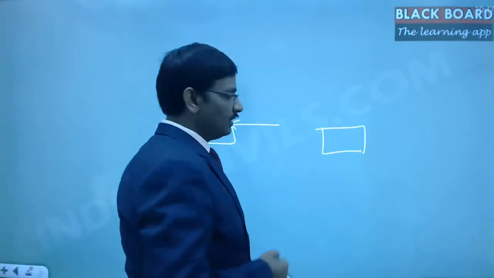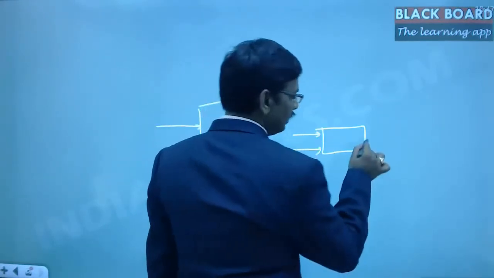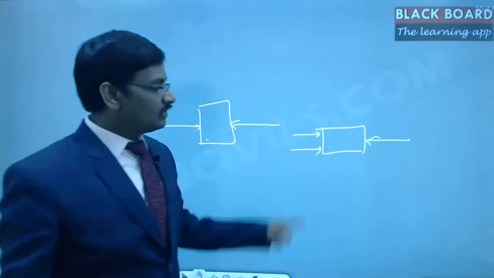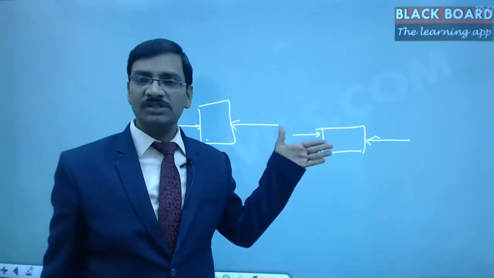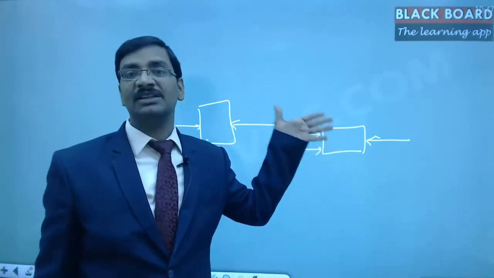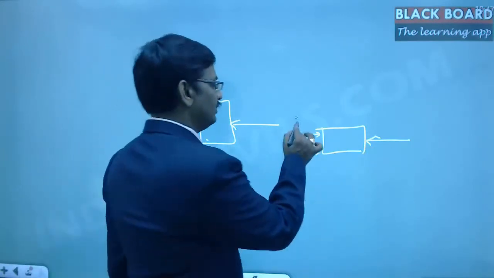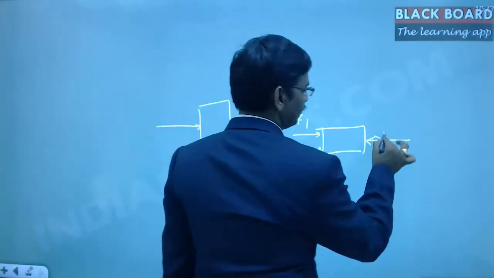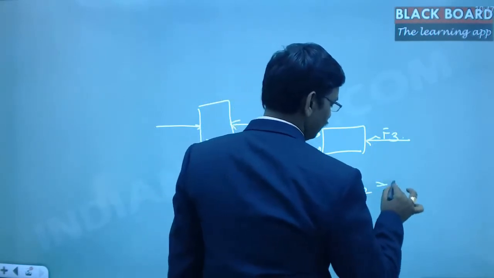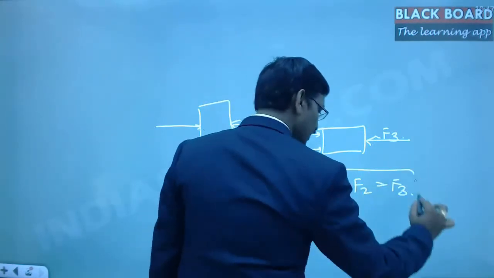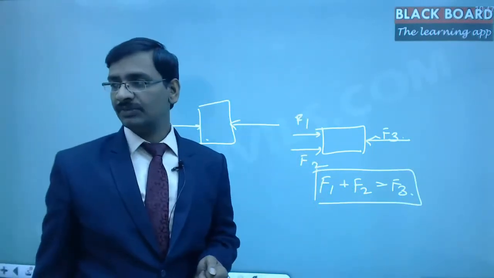Suppose there is a force acting on this, a force acting on this, and a force acting on this. Now it's not on the same line of action, but all the forces are on the board itself, that is, on a plane. These three forces are F1, F2 and F3. As long as you can be sure that F1 plus F2 is equal to F3, then this body is under equilibrium condition, under coplanar forces, right?